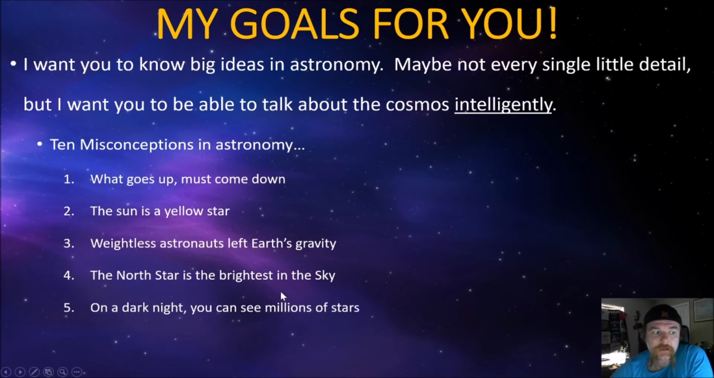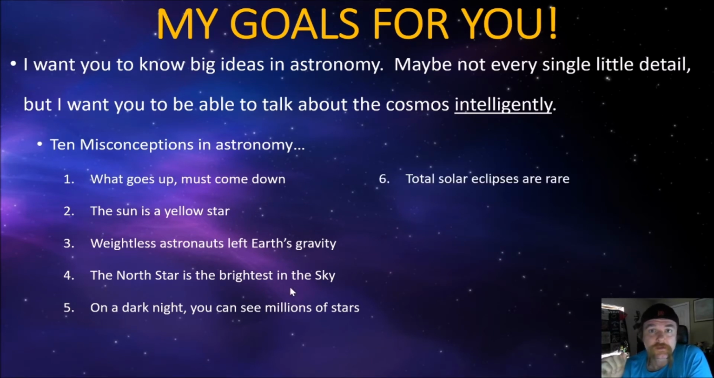On a dark night, you can see millions of stars. That is true if you have a pretty good telescope and it is completely clear. The number of stars that you can see with just your eyes, with no telescope or binoculars or anything, is 4,000, 5,000, if you have really good eyesight. So there are millions, billions, trillions of stars out there. We can't see most of them.